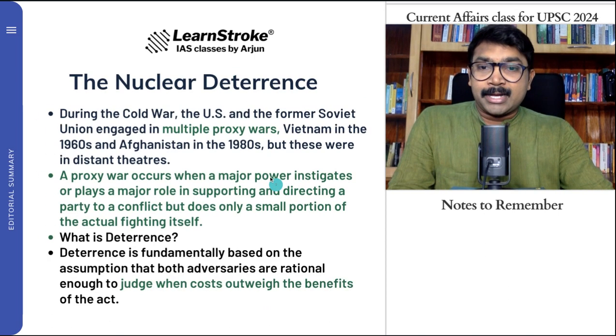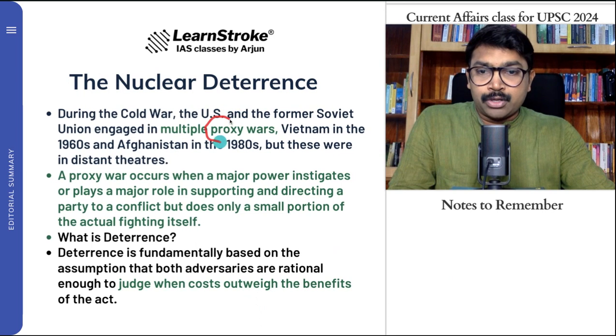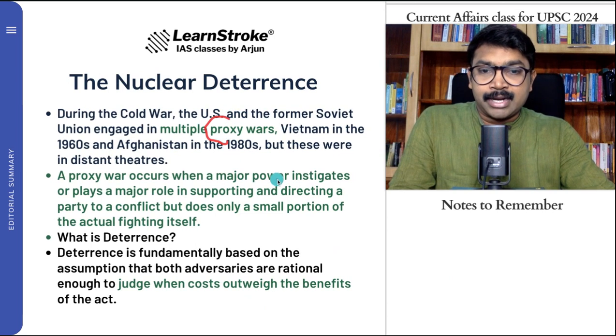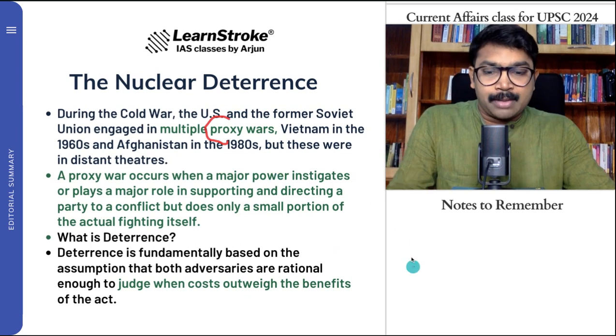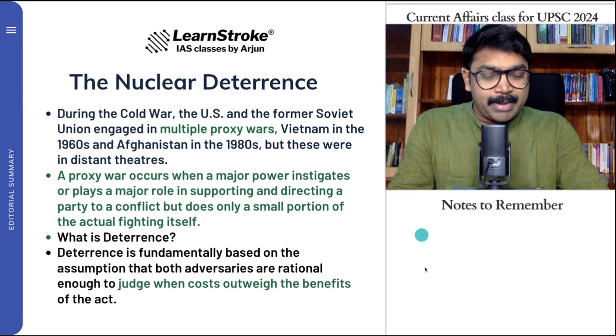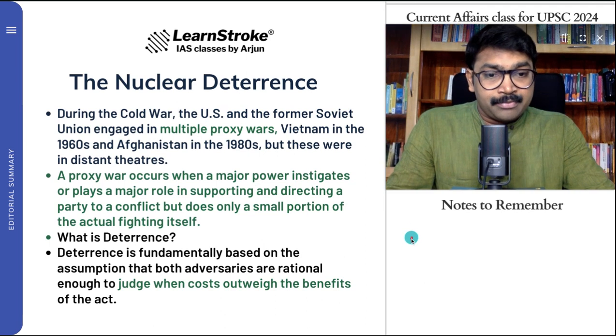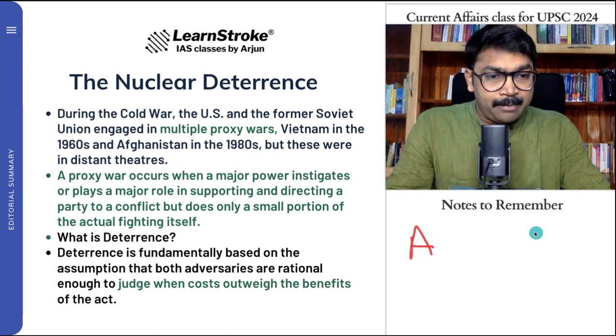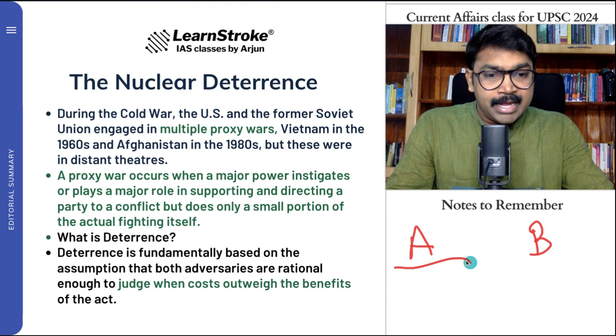After that, as I said, multiple proxy wars were seen, Vietnam, Afghanistan in the 1980s. So proxy war is something, let me make it more simple for you. There is a fight between A and B, and A is supported by C, D, and E. A is a superpower, B is also an important power.